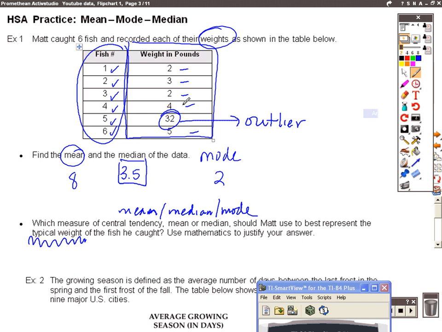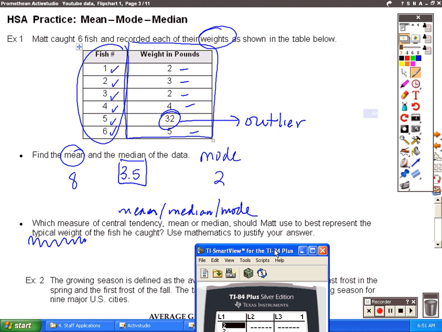Okay, this is the end of the first video. I'm going to do more examples on other videos. So this is video number 1. Look for video number 2 for more information from the packet.